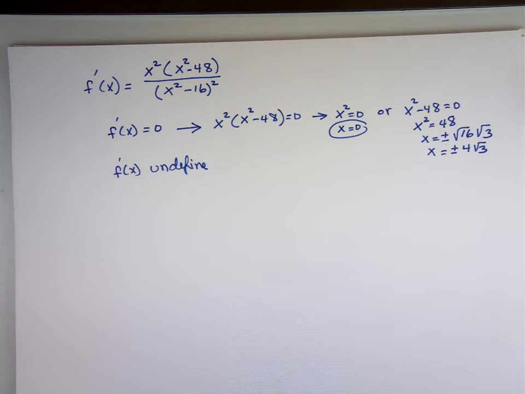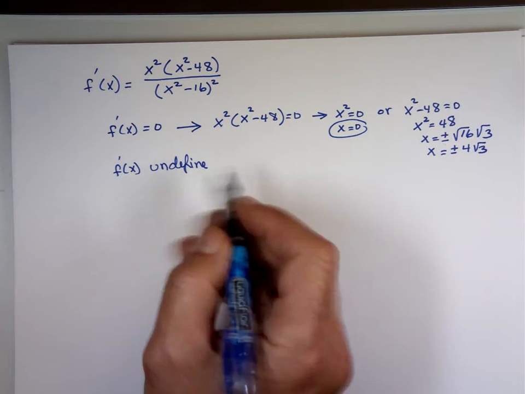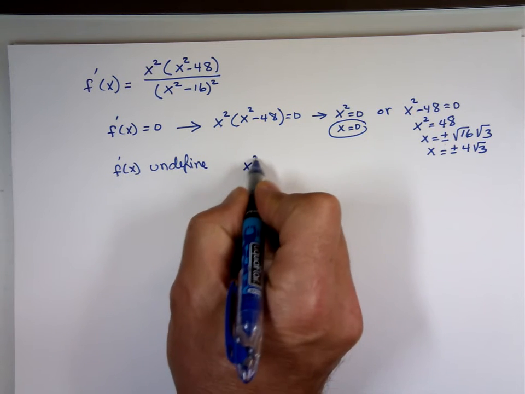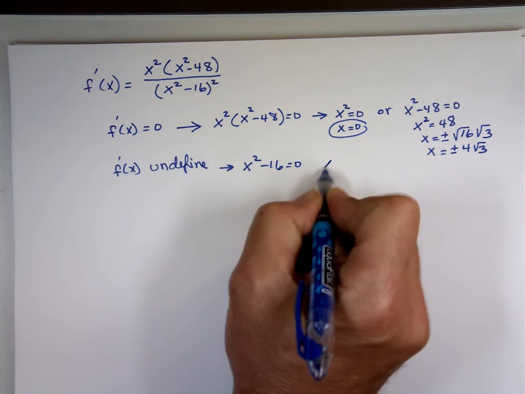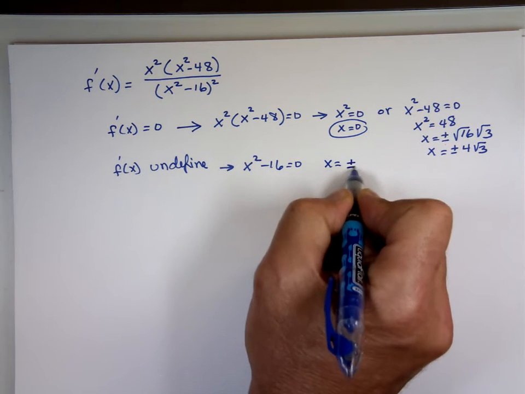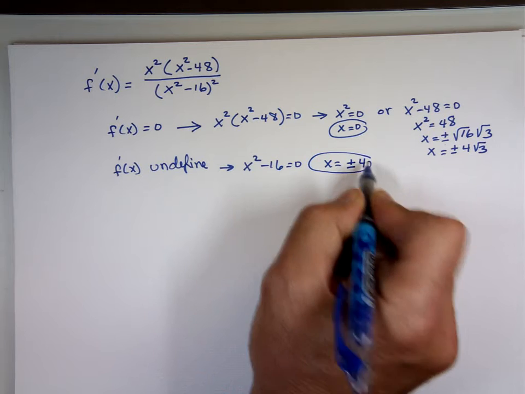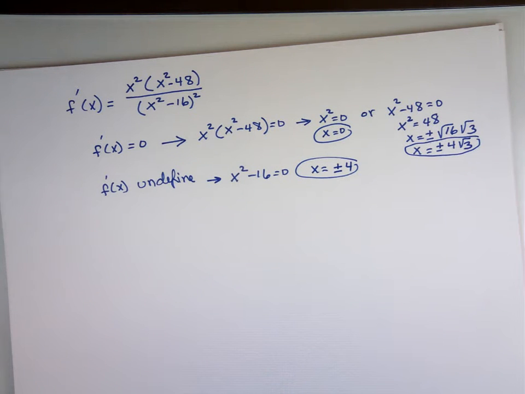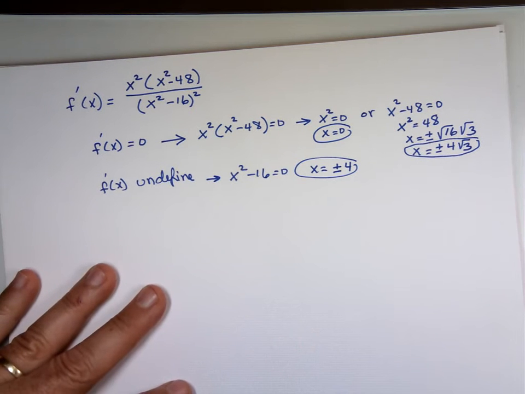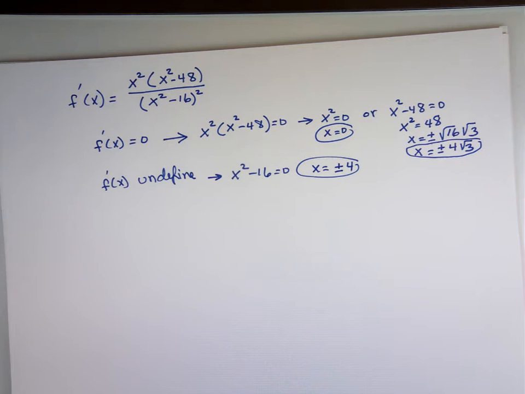So now let me go back to my table here. Where's the derivative undefined? I never finished it. That's when the bottom is 0. X equals what? Plus or minus 4, isn't it? So we have a lot of critical values here. Now, those are going to be your vertical asymptotes or no? This is your vertical asymptote, yes.